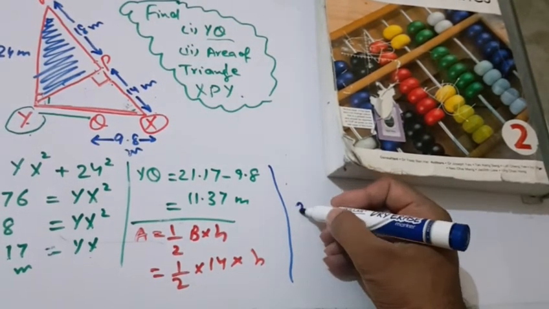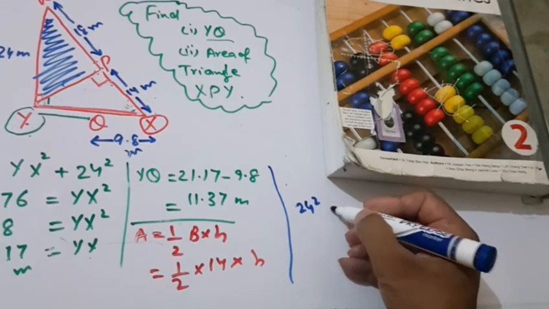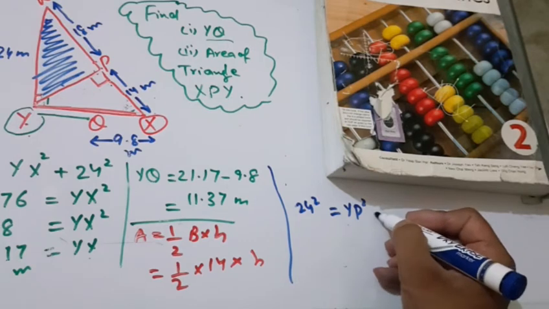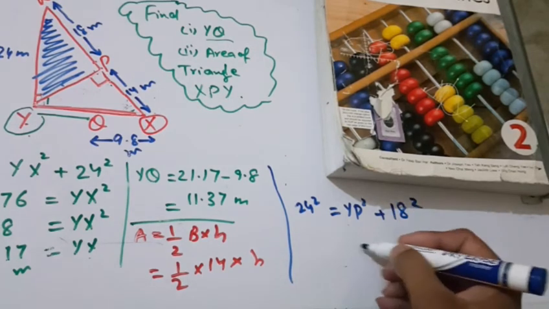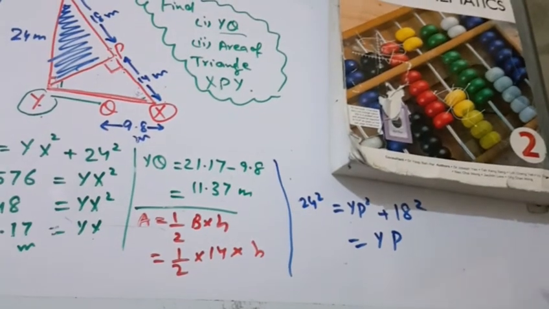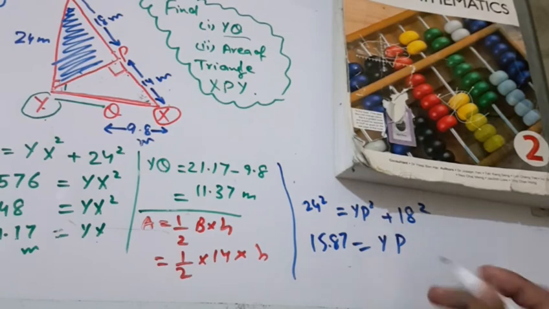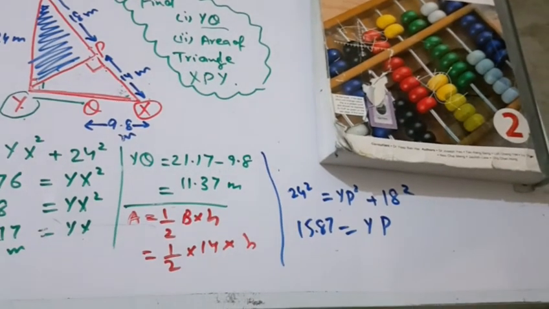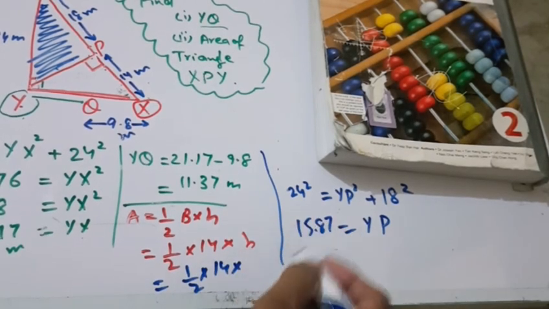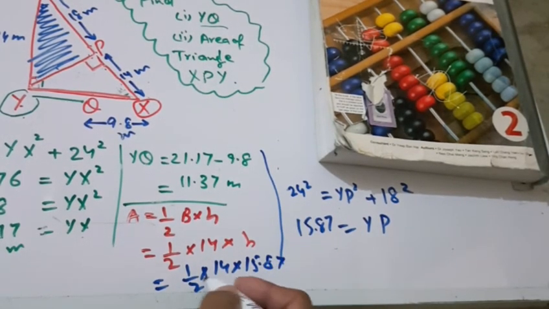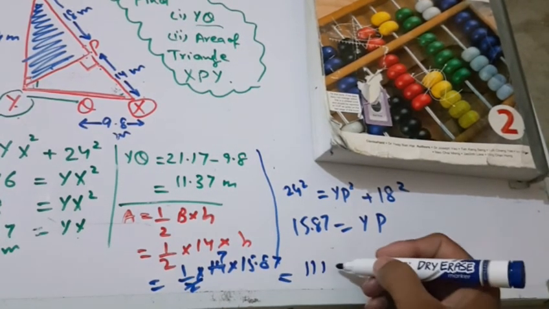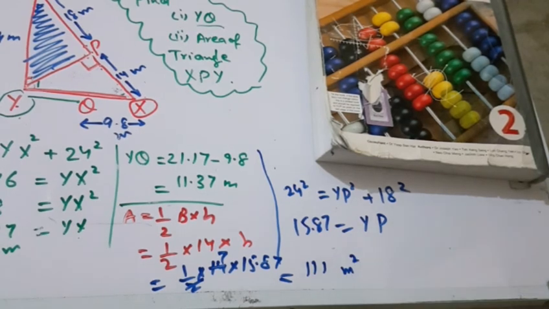Its hypotenuse is 24 square, and its base is YP square, and its perpendicular is 18 square. So after solving this, YP will be found as 15.87. The time is short, so that's why I have made a shortcut. So now let me put the half, and 14 is already here, and 15.87. So 7 times 15.87, and after multiplying this we will get 111 something, and the answer on the back side is written 111 meter square.